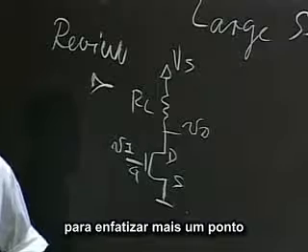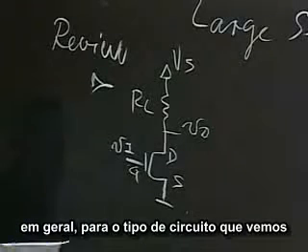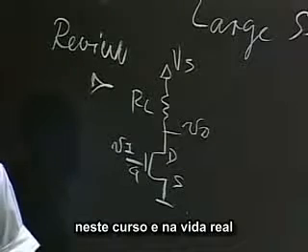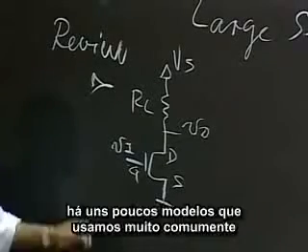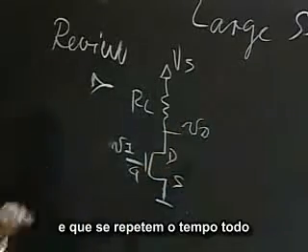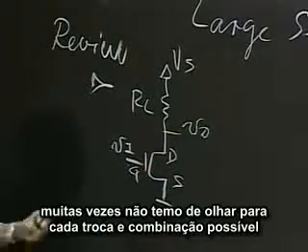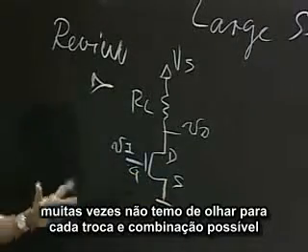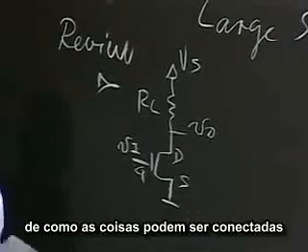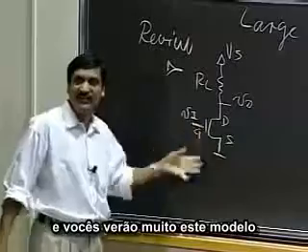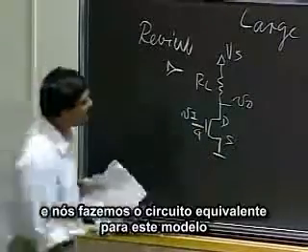This is a very, very common circuit that we use. To emphasize one more point, in the kind of circuits we look at, both in this course and in real life, there are a few patterns that we use very commonly that keep repeating all the time. Okay? So very often you don't have to look at every possible permutation and combination of how things could be connected. This form of connecting things is very common. Okay? And you'll see a lot of this pattern.